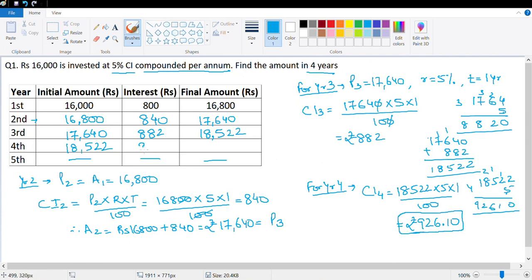So this is 926.10, which means amount will be equal to 18,522 plus 926.10. This is 6 plus 2, 8. This is 4. 9 plus 5, 14. That's 19,448.10. A lot of calculations, but basically a simple question. Let's look at the next one.